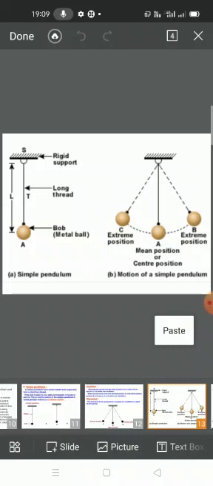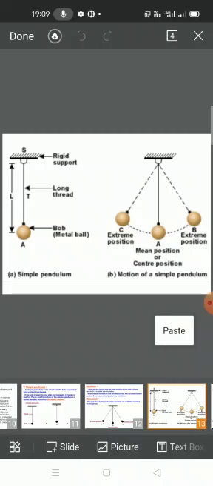Amplitude is the maximum displacement of the bob from its mean position. The maximum displacement of the bob from its mean position means the distance from A to C and A to B. That is the main displacement of the bob from its mean position, A to C and A to B, and that is known as amplitude.